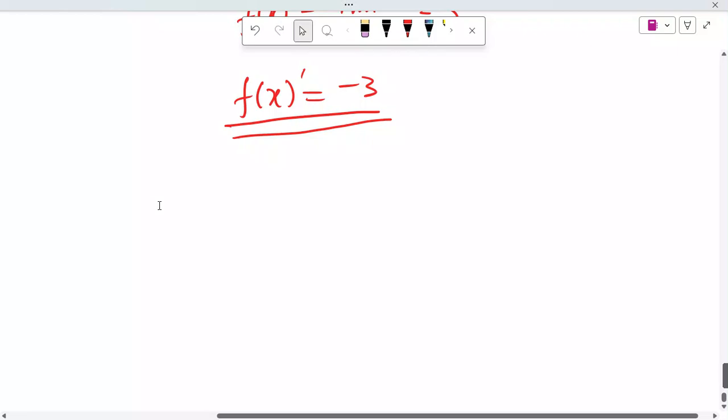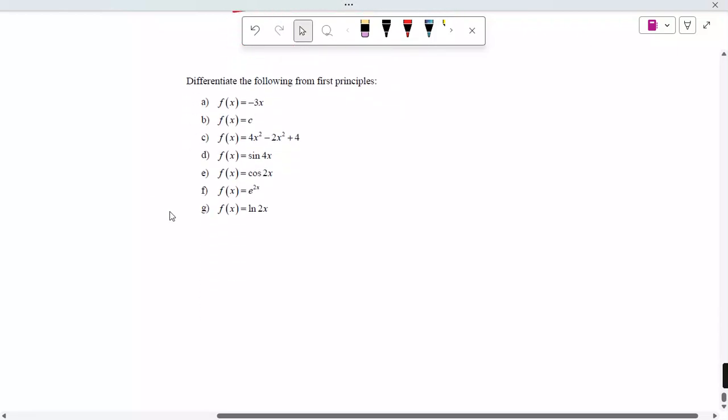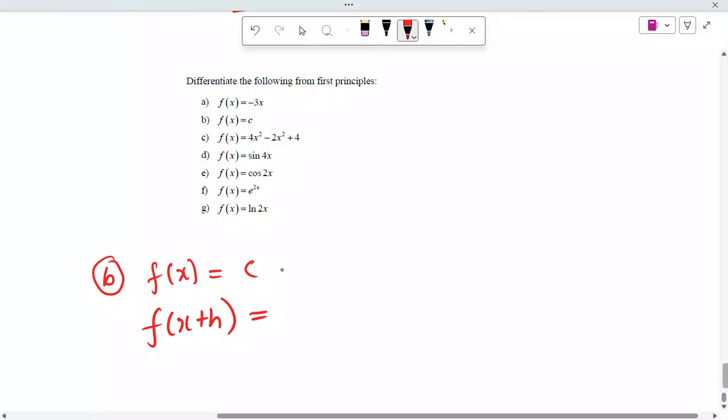So let's answer part B. Let's see, what is f of x for part B? f of x is c. Then what do we do next? f of x plus h. Where there is x, what do you put? You put x plus h. So do we have x here? No. Then what do we write if we don't have x? It will be just c, the constant, because we don't have x.